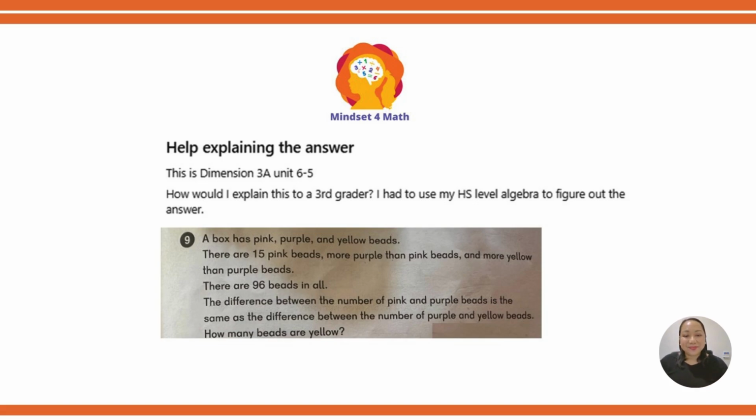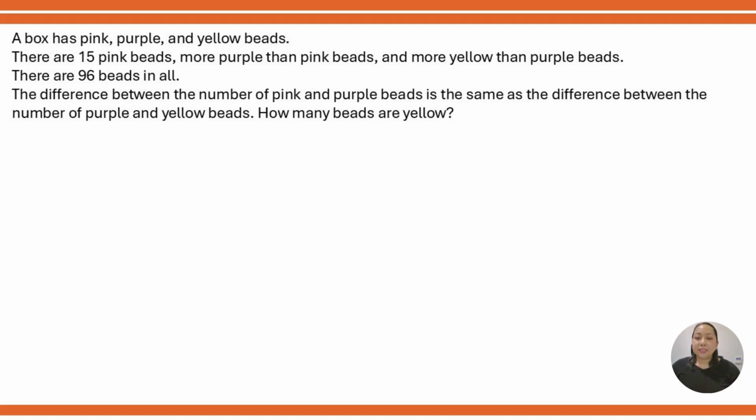Let's begin. A box has pink, purple, and yellow beads. There are 15 pink beads, more purple than pink beads, and more yellow than purple beads. There are 96 beads in all. The difference between the number of pink and purple beads is the same as the difference between the number of purple and yellow beads. How many beads are yellow?